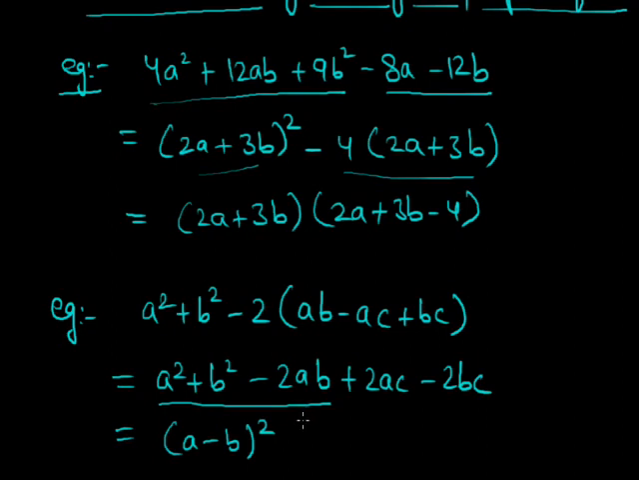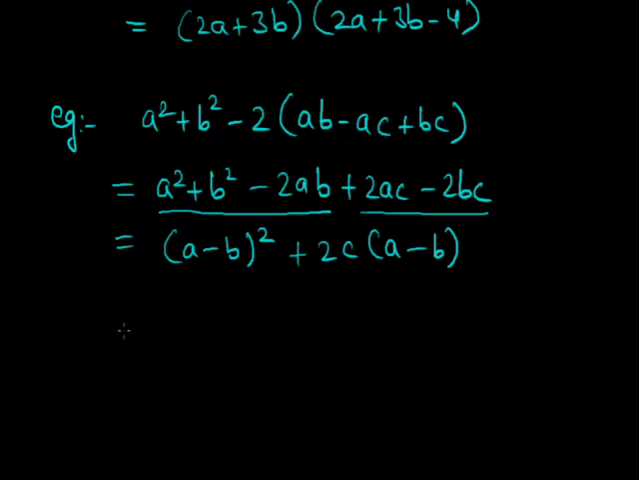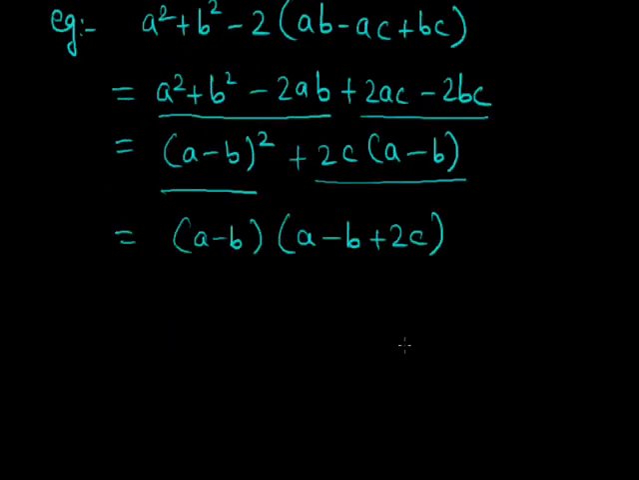That is a square plus b square minus 2ab, and the remaining terms are 2ac minus 2bc. If we take the common term from this, that is 2c, the remaining is a minus b. So this we got by combining the terms and making a perfect square. Now among these two terms, (a minus b) whole square and 2c into (a minus b), (a minus b) is common, and accordingly the remaining part is a minus b plus 2c. So in this way we have done the factorization. First we made it a perfect square, and then we took out the common factor. So this is the method of doing the factorization.